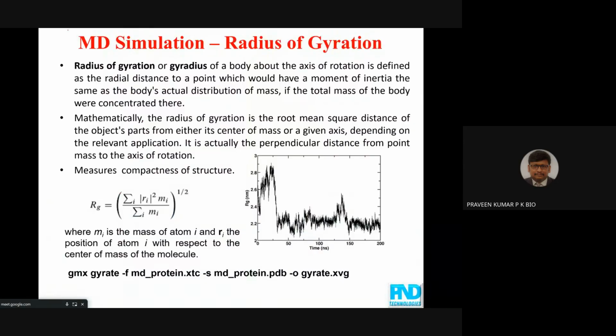And the next output we show is the radius of gyration in the MD simulation. For this, use the gmx gyrate command. And the final output we take is the gyrate.xvg. This is the output of gyrate.xvg.